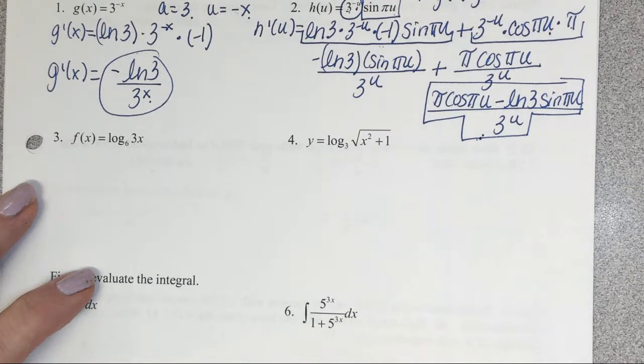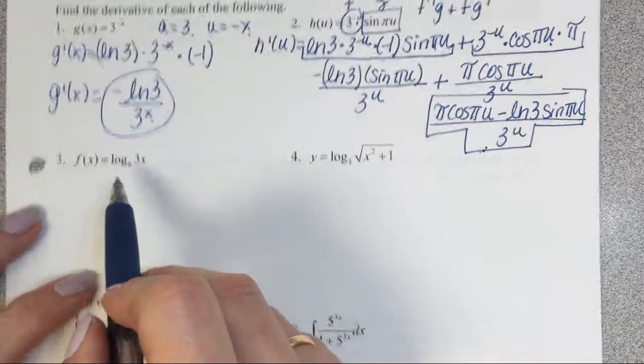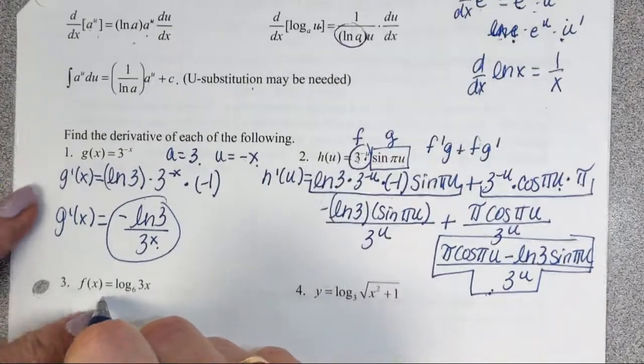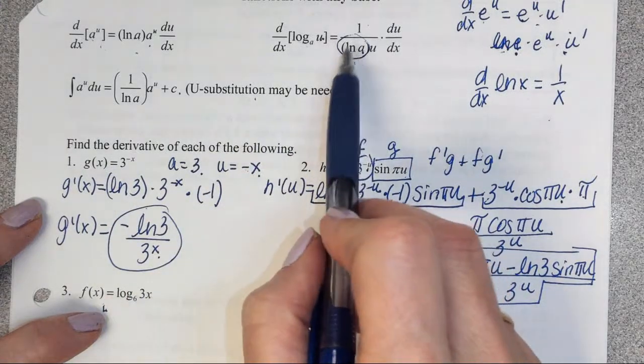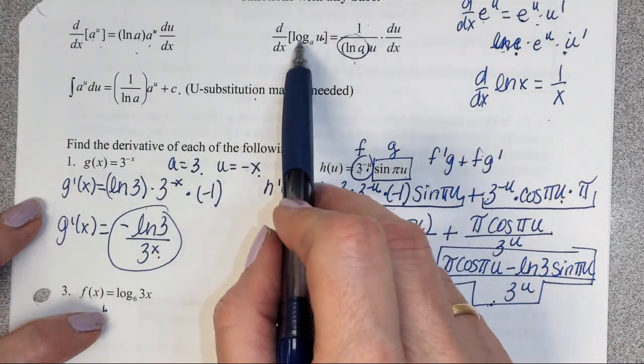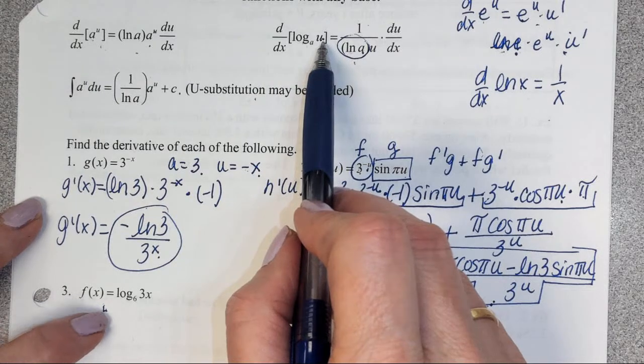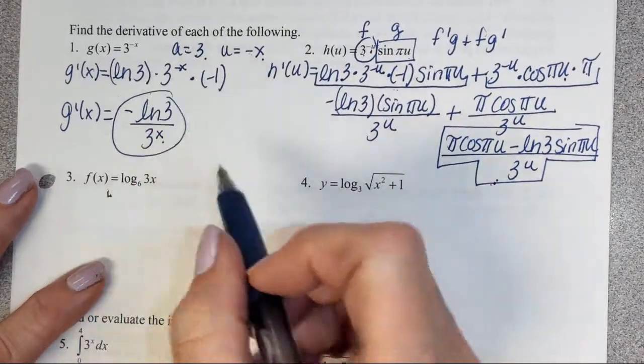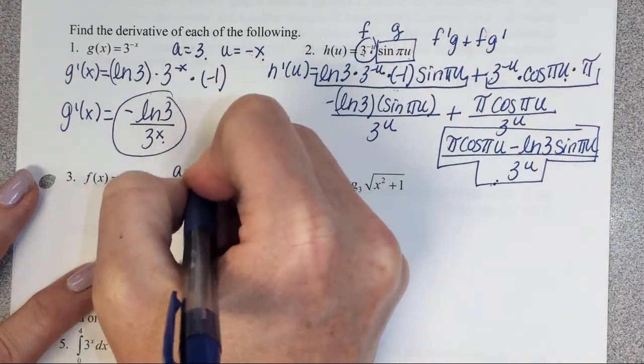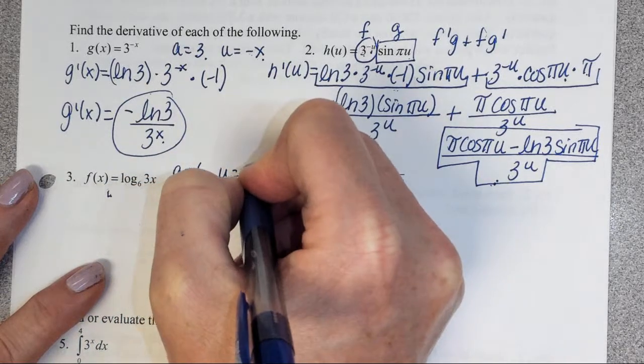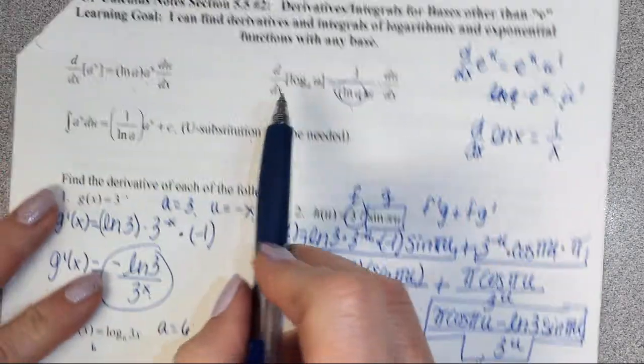What about number 3? This is log base 6 of 3x. Do we have a formula to find this derivative? Right here. See it? The derivative of log base a of u. Match it up. What's a in this case? 6. What's u? 3x. So finding this derivative, here's what we've got.